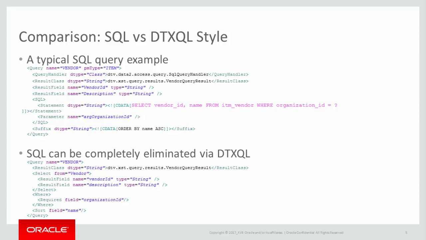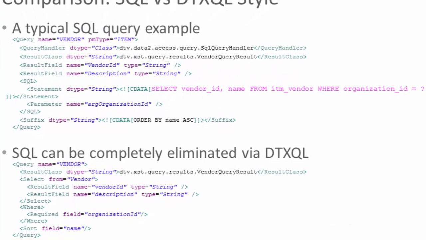This is a traditional SQL query version. This is the vendor query that uses raw SQL to select information from the item vendor table. And on the bottom is the same query written in DTXQL. So the first thing you'll notice is that the SQL query handler specified for the first version is not specified for the DTXQL version. The system will assume the correct query handler and use it for you. If you tried specifying a SQL query handler for the DTXQL version, you would get an error.